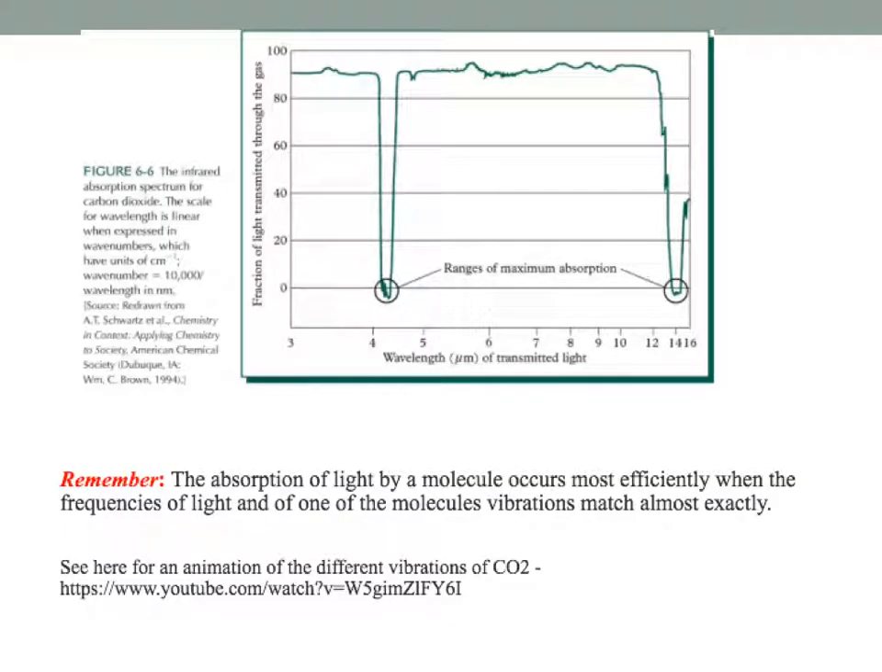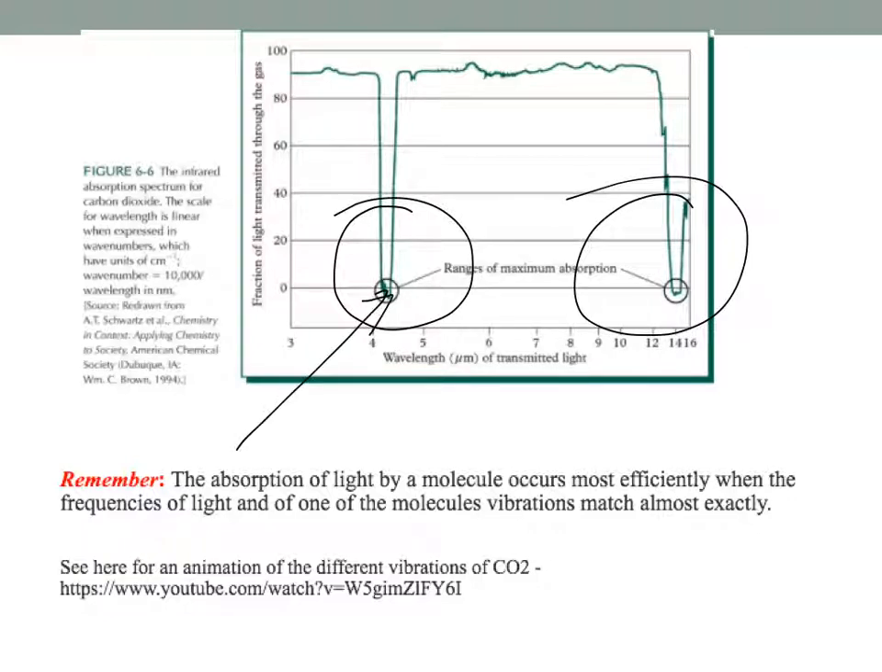So remember, this is what the infrared absorption spectrum for carbon dioxide looks like. You see two ranges of maximum absorption. One of them corresponds to the asymmetric stretch, the other corresponds to the bending stretch.